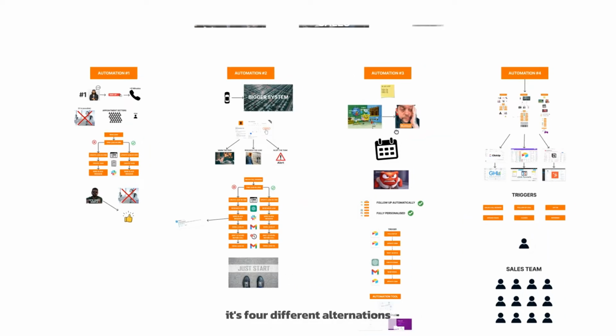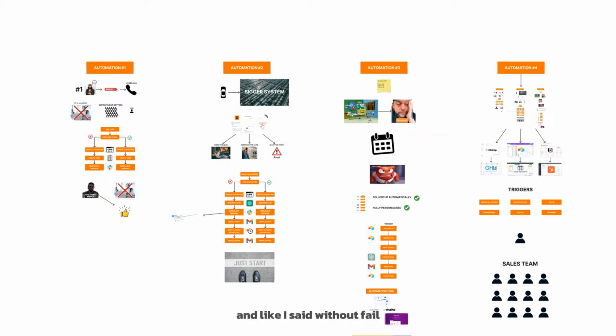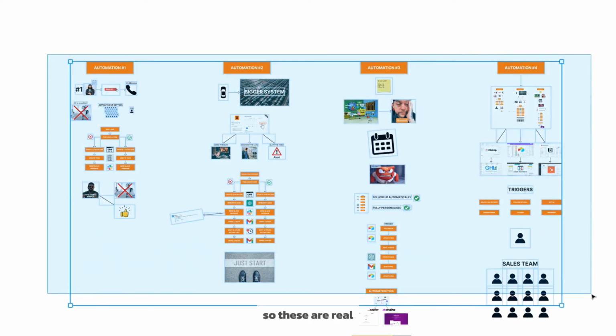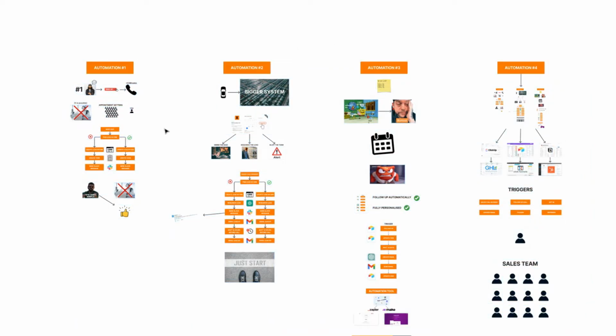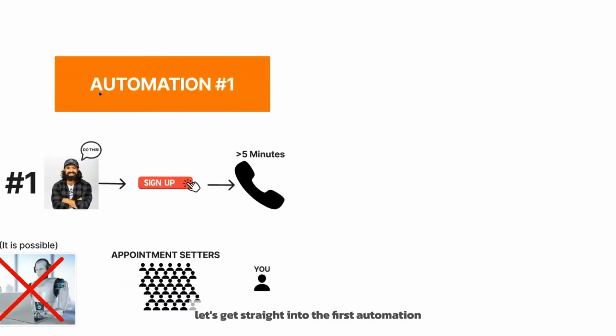There's 4 different automations I'm going to be talking you through. And like I said, without fail, we've set this up in every single agency that we work with as part of our Agency Accelerator program. So these are real automations that we're using every single day within our partners' agencies. So you know this is about to be valuable. Let's get straight into the first automation.